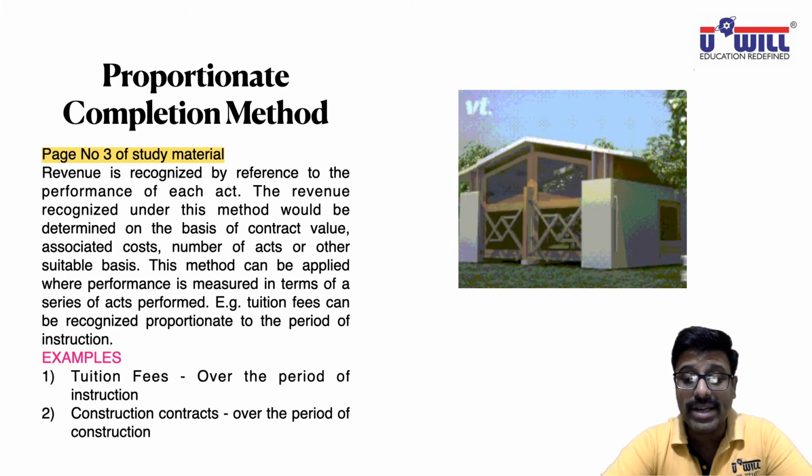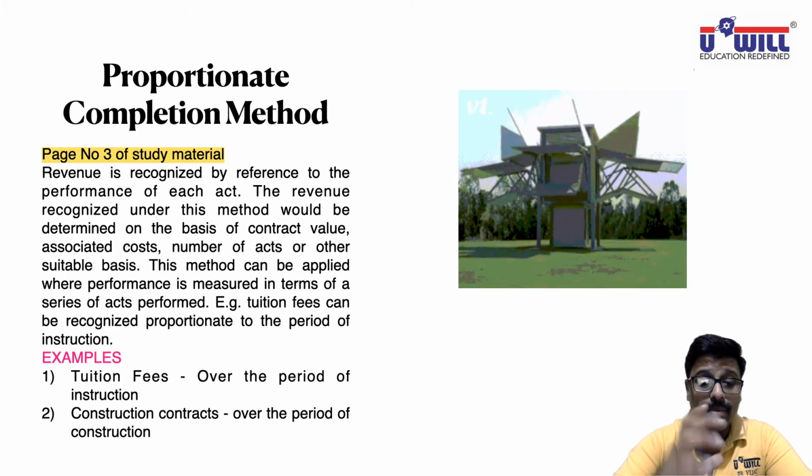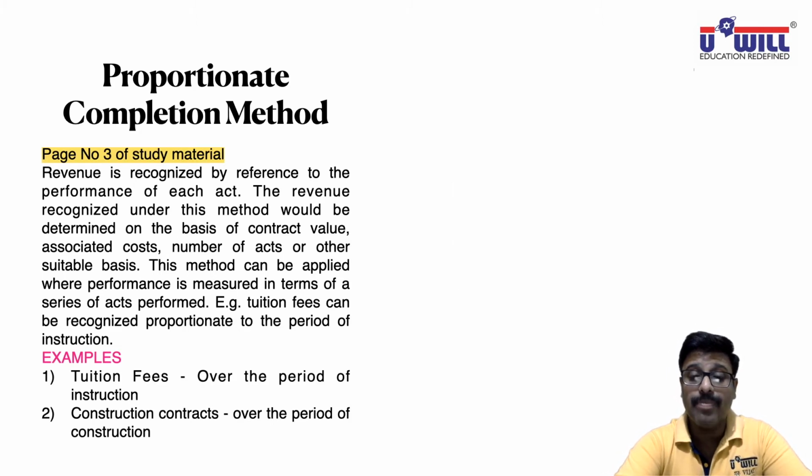So what you are supposed to write in your notebook, everyone, write down the heading: proportionate completion method. Here write down, I am dictating: in this method, the activity is performed. I repeat, in this method, the activity is performed. You can pause the video if you are still writing. Okay. In this method, the activity is performed in series of acts. In series of acts. Okay. And then you can write the examples, tuition fees and construction contracts.